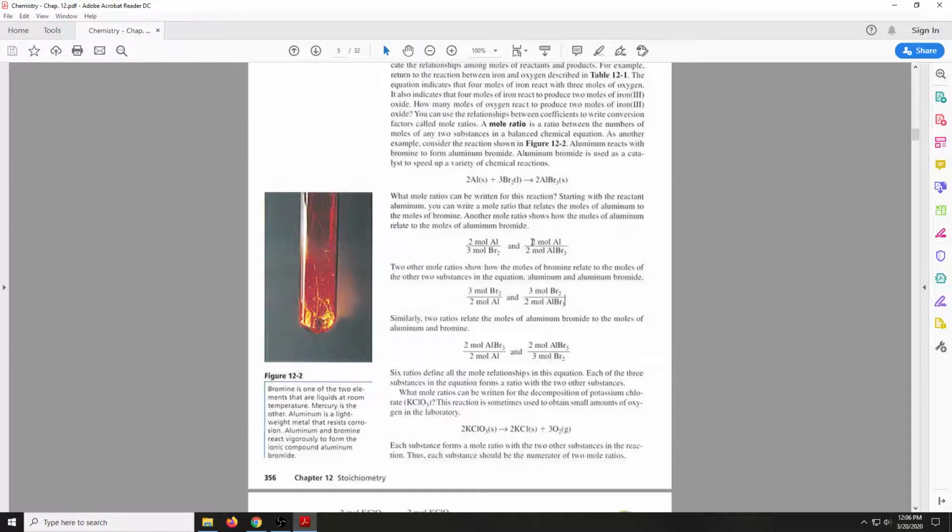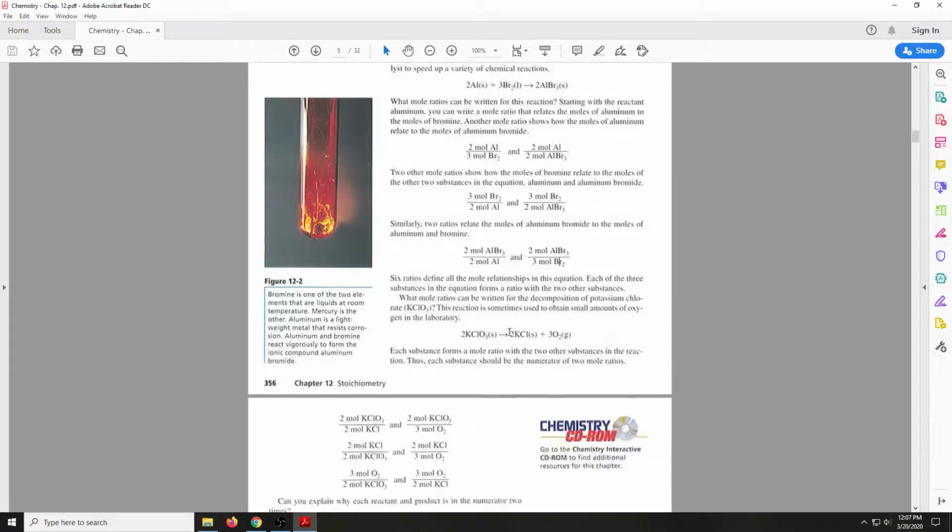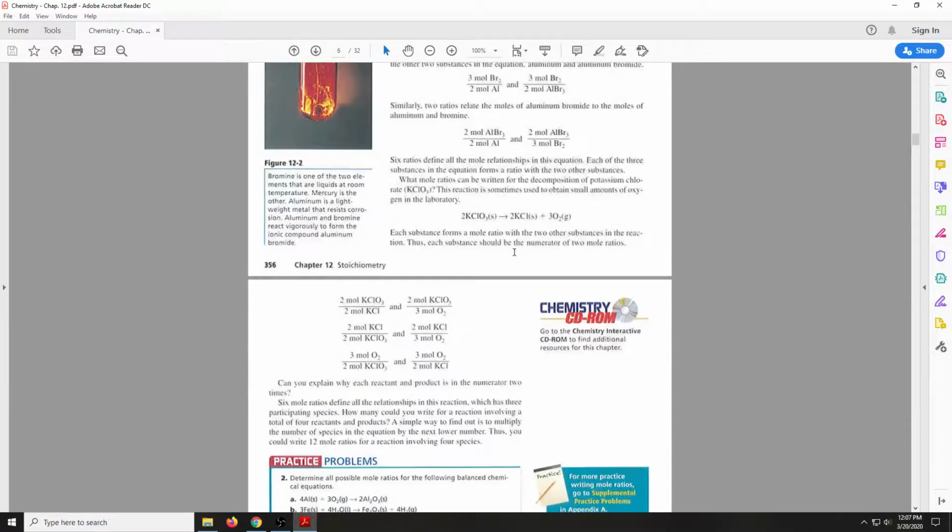Then, if you look, this right here is just the opposite of this, so we just flip it upside down, and that counts as another mole ratio, just flipping them upside down. And we can also just flip this one upside down, and we get this one. So if you compare all of them together and then just flip them all upside down, you get all the different types of mole ratios we can use in this problem. Let's look at another example.